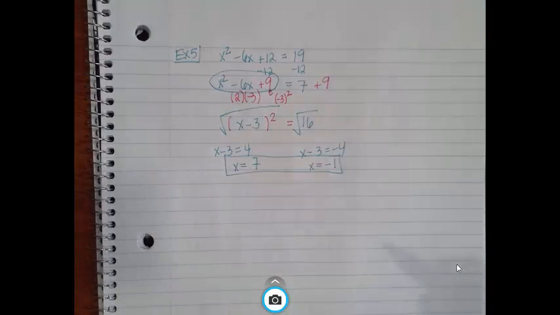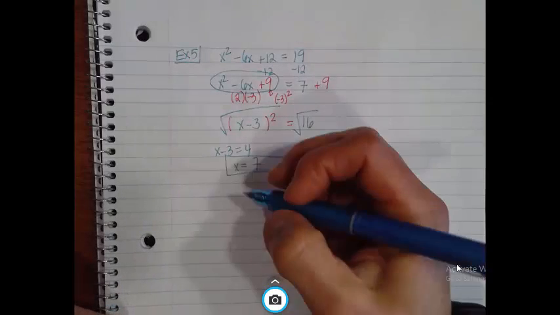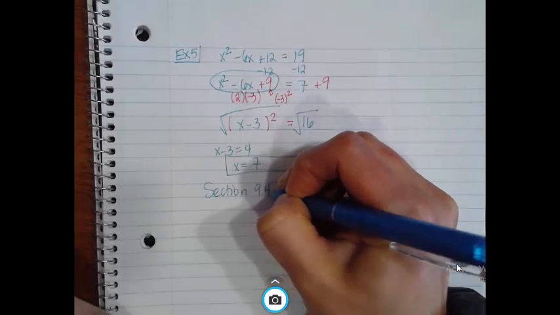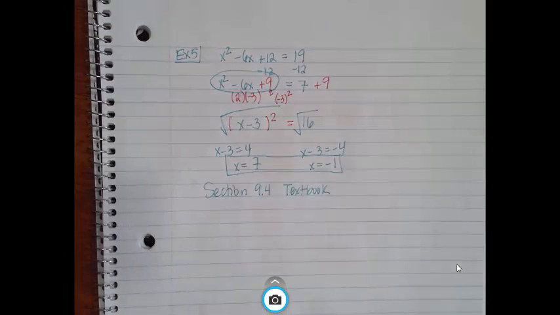Now, completing the square gets more complicated, and we'll do more problems tomorrow. You can also use as a reference section 9.4 in your textbook. For today, you have practice problems on Khan Academy.